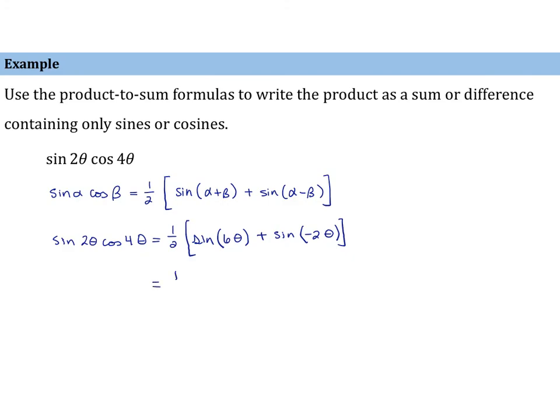But now we have the availability of our even and odd functions. So sine is an odd function. So since it's an odd function, the sine of a negative angle is the negative sine of the angle, 2 theta in this case. And thus we have our answer.